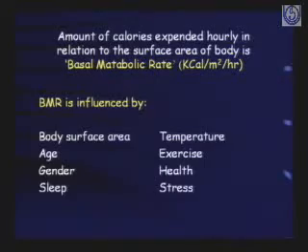Basal metabolic rate can be measured as the amount of calories expended hourly in relation to the surface area of the body. It is measured in kilocalories per meter square per hour, and there are various factors which influence BMR, like body surface area. Higher body surface area means a taller person will have higher BMR. Similarly, as age increases, BMR decreases. Temperature has an effect. For example, in winters, when our body wants to be heated up, BMR will increase so that we get heat. In summers, BMR will decrease.